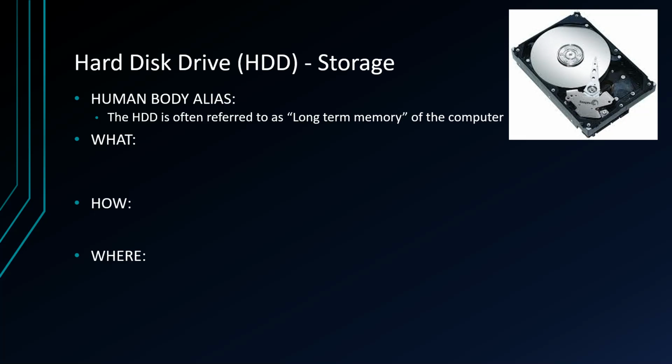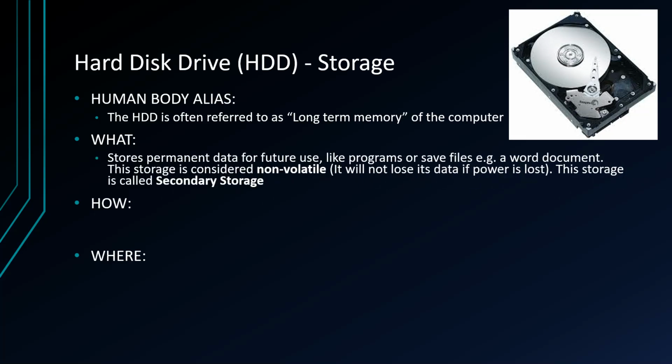So what exactly does that mean? Well, a hard disk drive stores permanent data for future use. Pause there for a second. Permanent data. That means that it doesn't go away unless we manually erase it. We have to put effort out to get rid of it. And it's for future use.